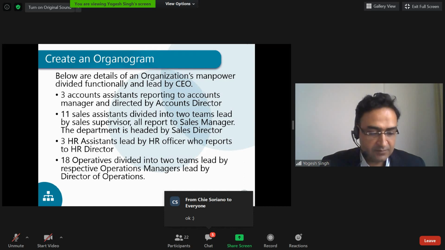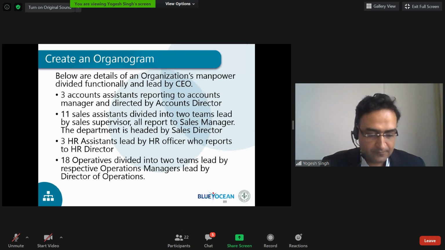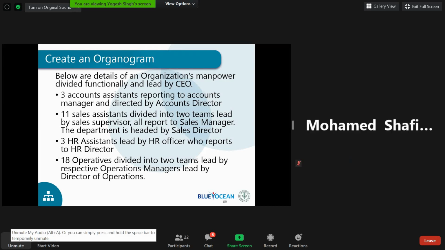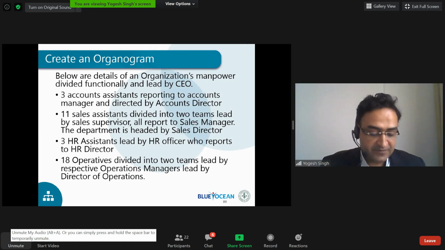Let me check one more. Yeah, same goes with Shafi also. Shafi, you can simply click SmartArt in the Excel sheet and you can create it. Then you don't have to do it separately for others. So linking and all becomes very easy.